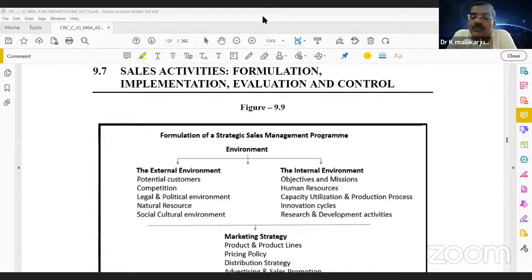Capacity utilization, production process. Say 100% capacity is utilized, naturally the company gets good revenues. Why? Because of taking advantage of marginal cost, right? The company has a good production policy, innovation cycle. Whatever changes are happening worldwide, companies must adapt, then only can they survive. So R&D activities are also most important to increase the company sales and the strategic management program.